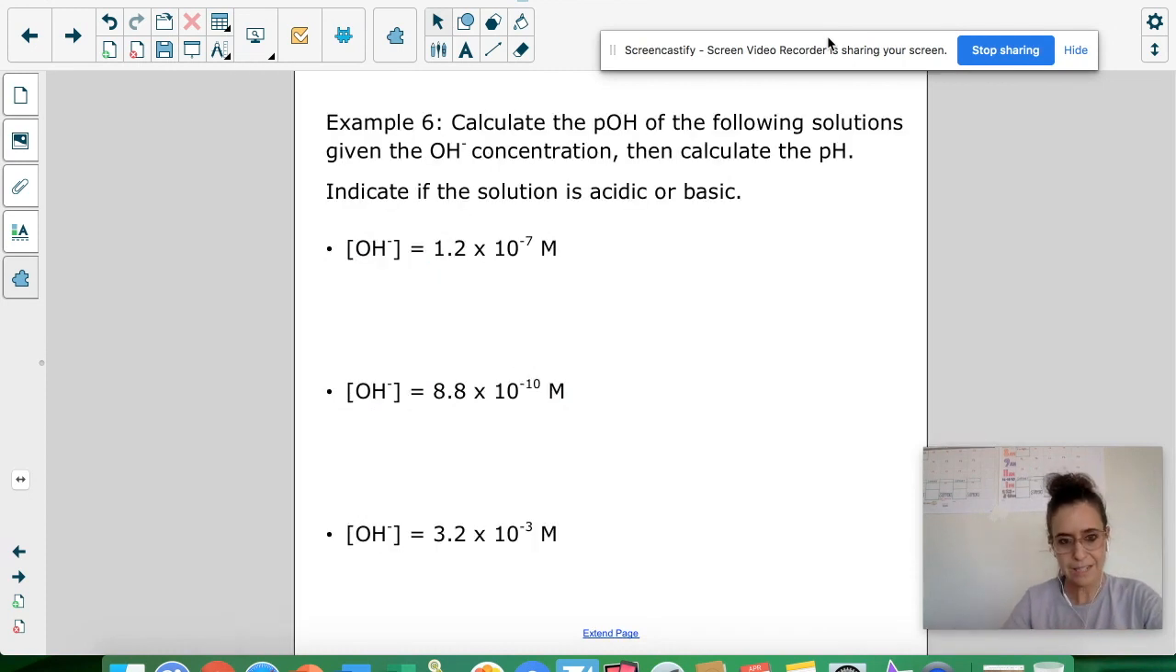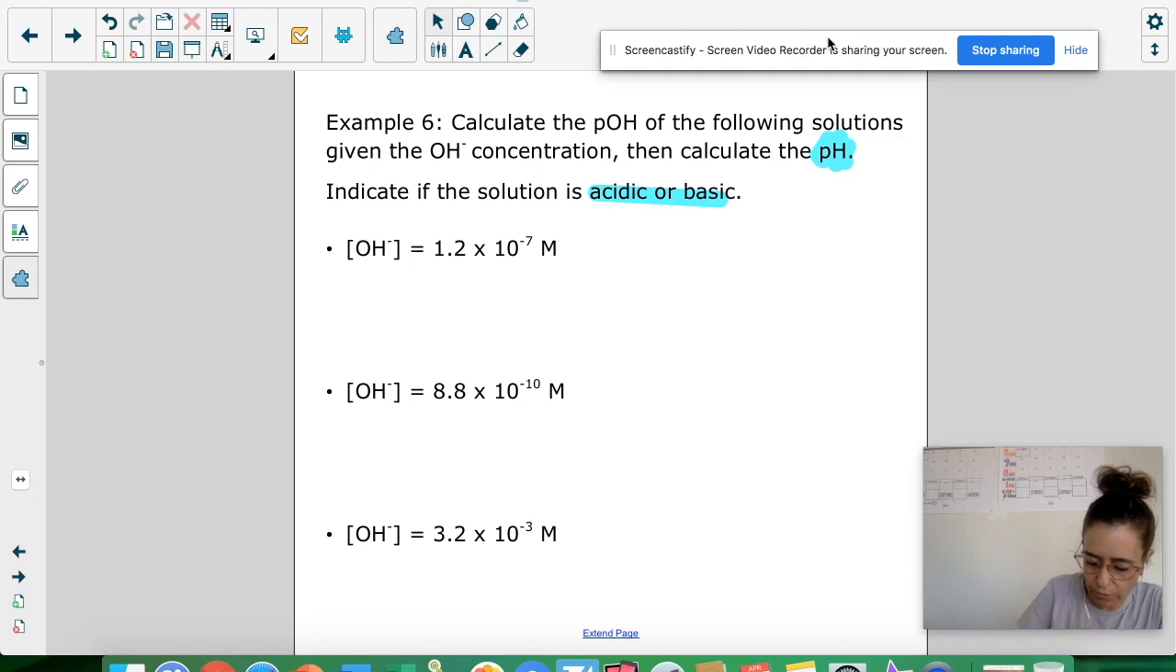So let's practice, okay? First of all, we're gonna find the pOH of these substances and then find the pH once we know that, okay? And then we're gonna learn whether it's acidic, basic, or neutral, looking at the pH. Always, to decide acidic, basic, or neutral, look at the pH, otherwise it's gonna be confusing for you. Okay, so let's first calculate the pOHs.